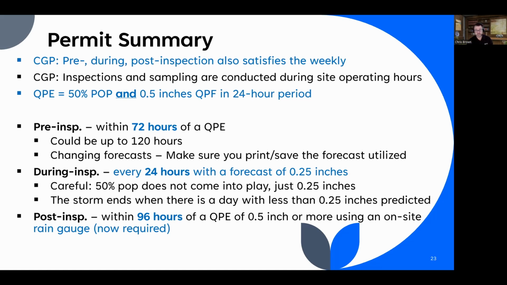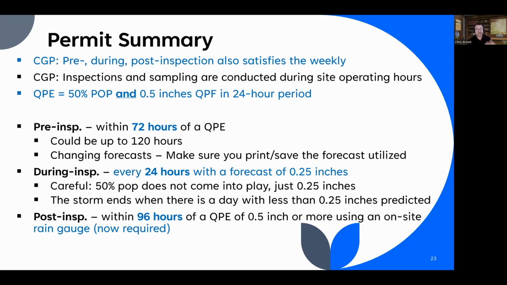Here's the pre-inspection done 72 hours in advance, up to 120 hours if there's forecast available for that. So they can really get out there early and give the site more time to prepare. And then if an extended storm occurs, the extended inspections are based on a quarter of an inch predicted every 24-hour period. If there's a quarter of an inch predicted, then you have to keep doing extended inspections. If it ends the first day that there's not a quarter of an inch, okay, it's over right then.